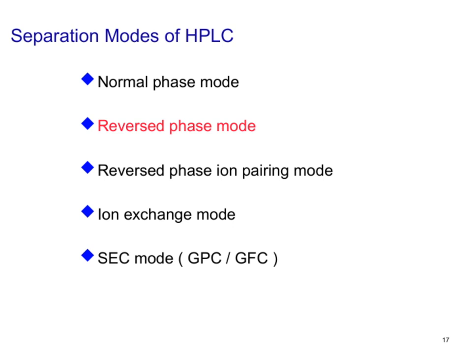Finally, we have SEC mode, or size exclusion chromatography, also known as GPC or GFC. This mode separates molecules based on their size, which is especially useful for analyzing polymers or biomolecules like proteins and enzymes. Understanding these different modes allows us to choose the right approach depending on the properties of the analytes we're working with, ultimately improving our separation efficiency and analytical results.